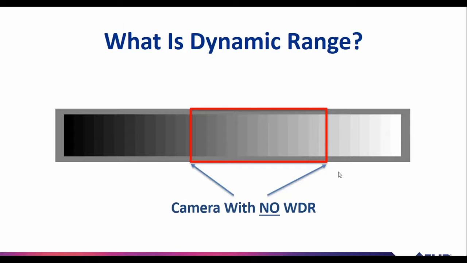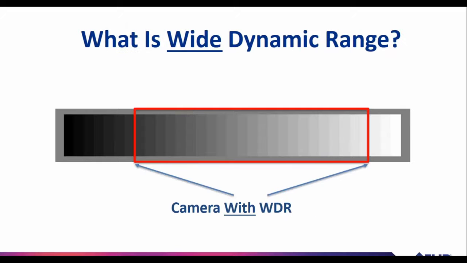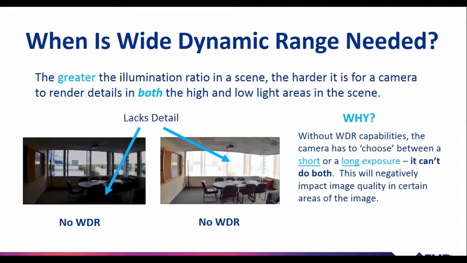Now, conversely, if we change to a wide dynamic range, you can see it's wider, right? On that grayscale, we can now see brighter light, and we can also see darker darks than we could with a camera that did not have the WDR technology built into it. So in a nutshell, that's what wide dynamic range is: the ability for the camera to give us more details that can be seen by the eye on both the high end, the really bright areas of a scene, and also on the low end, the very dark areas of a scene.